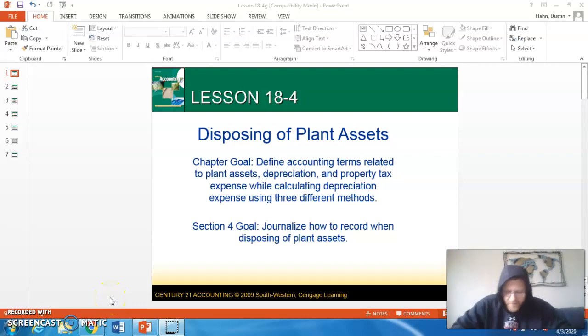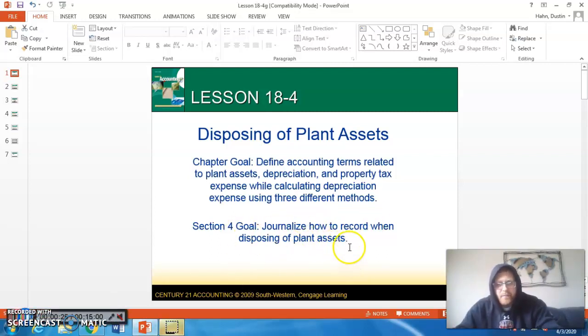All right, we are going to get started on Section 4, Chapter 18. We are going to be talking about disposing plant assets, whether that's a copy machine, a car, or computer monitors, whatever. How we get rid of them and record the price and the transaction, what that looks like. Our goal right here is to journalize how to record those assets when you're disposing of them.